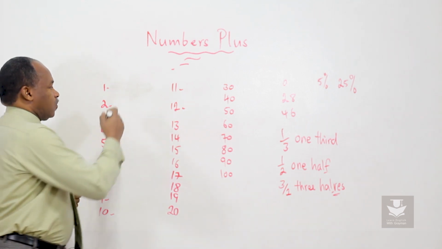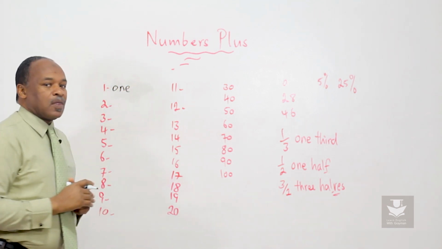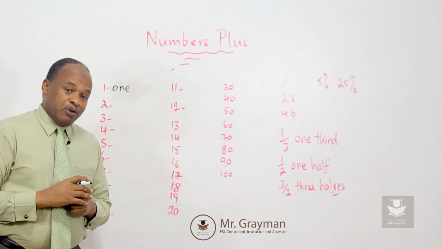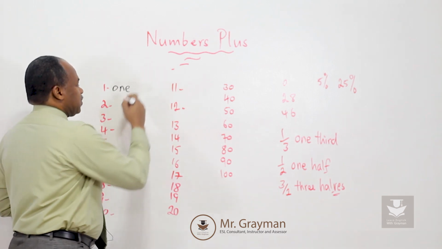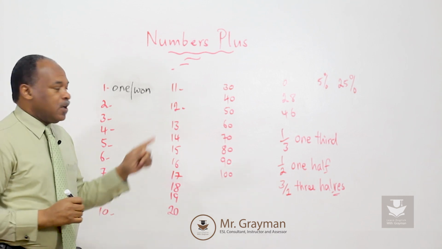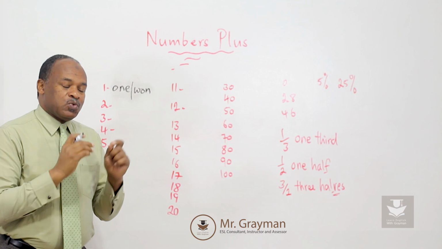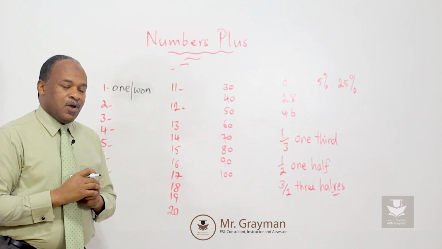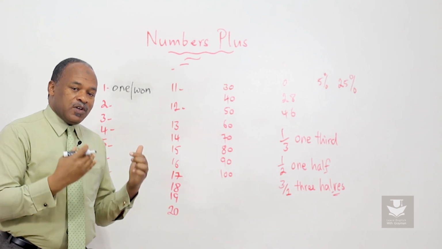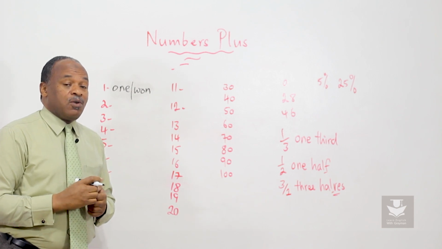Okay, great. 1 is O-N-E. I noticed some of my students would spell it differently. Some would spell it W-O-N. In fact, this is one and this is won as well. This is what we call homophones. Words that have the same pronunciation, different spelling, different meanings, and sometimes different origins are called homophones.